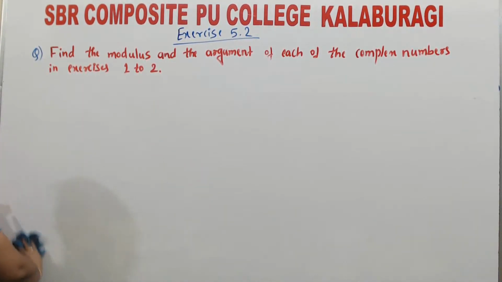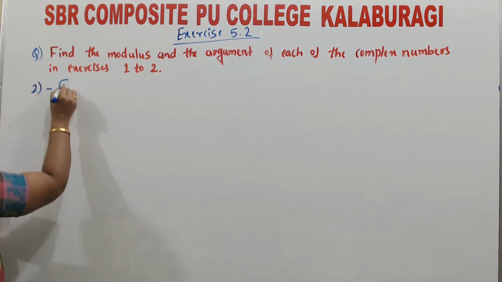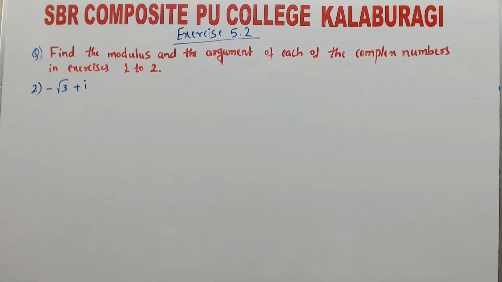Second question. Question number 2. Second question is minus root 3 plus i. Minus root 3 plus i.